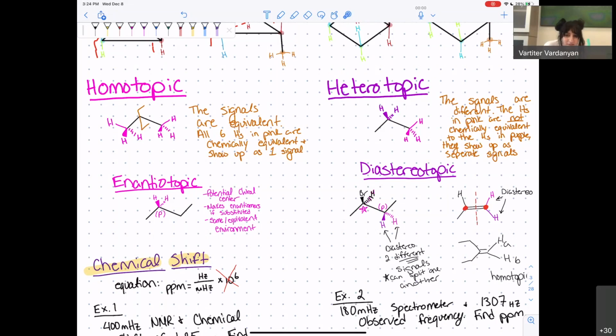Enantiotopic is part of homotopic. If a signal is enantiotopic, it is still one signal. Those 2 hydrogens are exactly the same. Nothing changes, it just has a different name. This happens when we have a potential chiral center, and that potential chiral center does not have any other chiral centers.